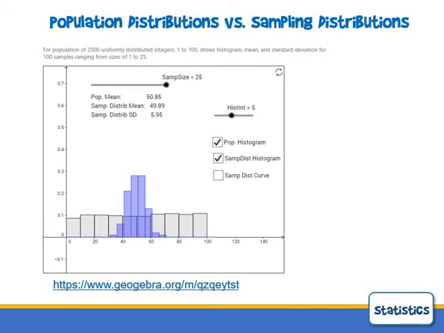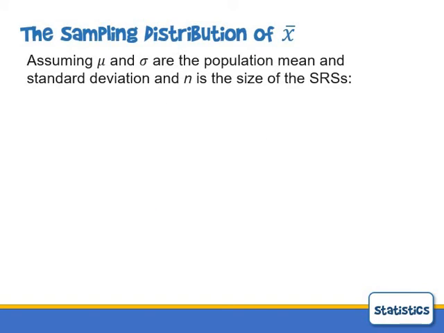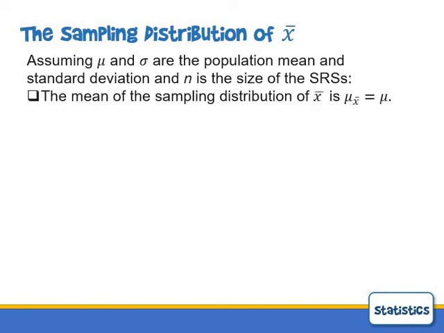Okay. But moving along, summarizing what that applet is showing us. Assuming that mu and sigma are the population mean and standard deviation, and n is the size of the simple random samples you're going to take, and suppose, in practice you may not know what mu and sigma are because they're coming from the population. But in theory, the mean of the sampling distribution of x bar, which we could denote as mu sub x bar, would actually be mu. What it's saying is if you average all possible sample means, you can't go out in practice and take them all, but in theory, if you did and averaged them, you would get mu.